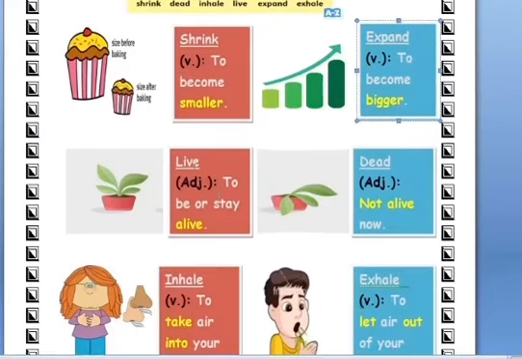Let's move to the next words. Live. Look at this picture. This is a live plant. And look at this picture. It's a dead plant. So live is an adjective, means to be or stay alive. The antonym of the word live is the word dead, which is not alive now. Not alive. So it had died before.